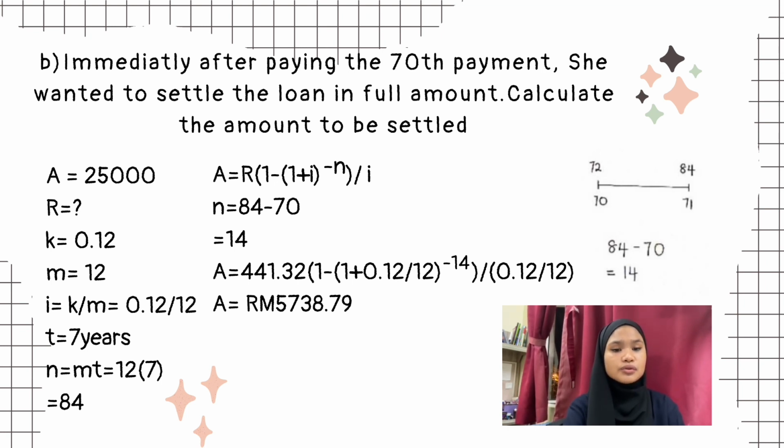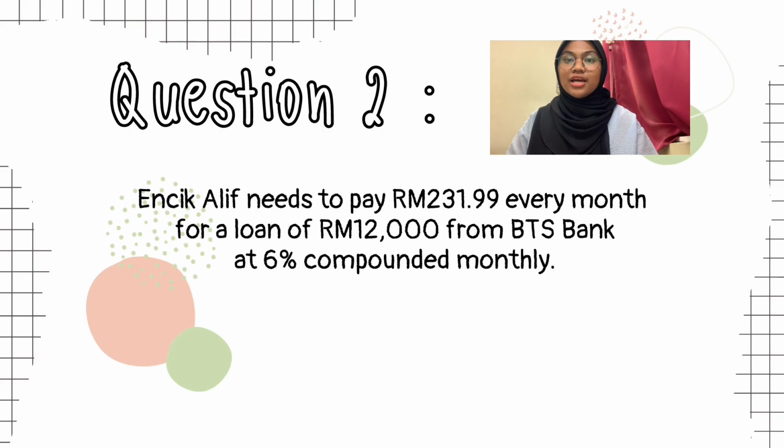To solve this question, we use the same formula, which is A equal R bracket 1 minus bracket 1 plus i power of negative n over i. Because we already got the amount of R, then we fill in the amount. So A equal 441.32 bracket 1 minus bracket 1 plus 0.12 over 12 power of negative 14 over bracket 0.12 over 12. We calculate all and we'll get RM5,738.79.